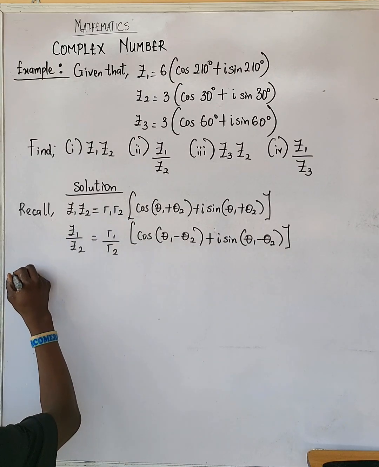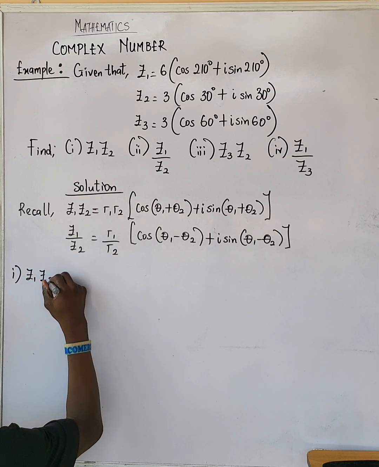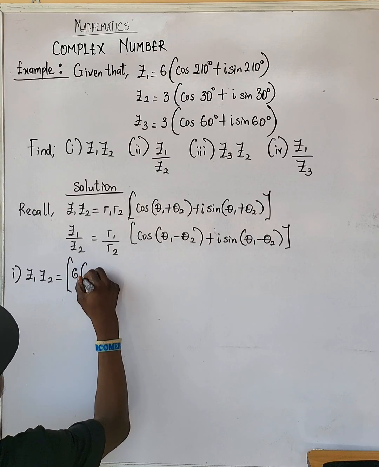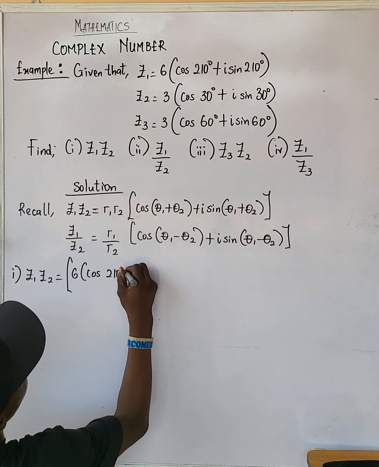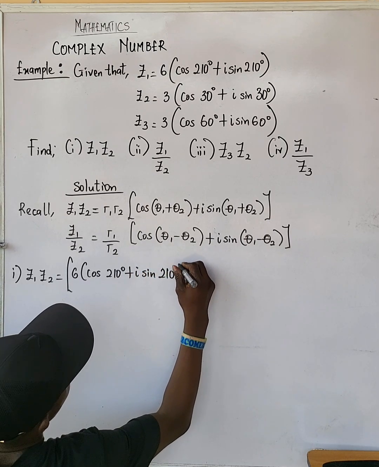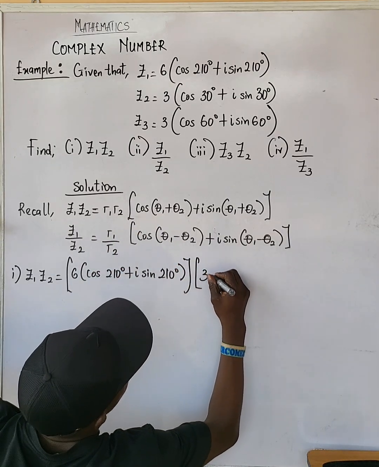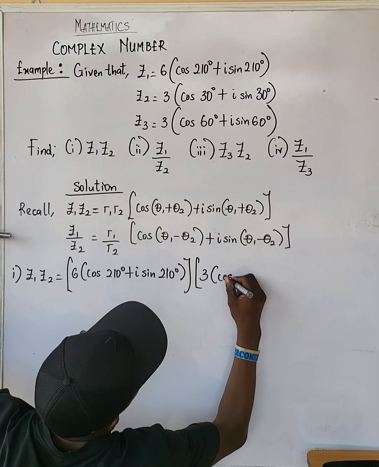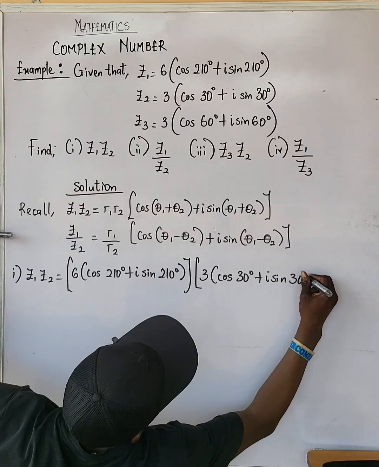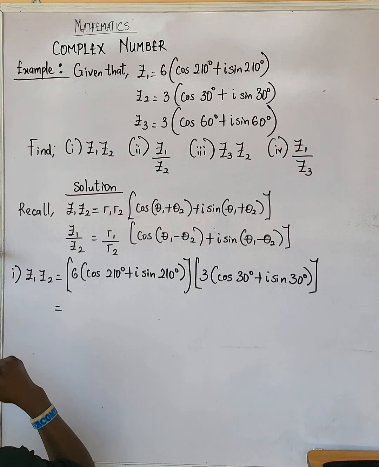Now, going to Roman numeral 1, using the knowledge of this formula, I was told to look for z1 z2. So what's my z1? My z1 is given as 6 into bracket cos 210 plus i sine 210, then multiplied by z2. What's my z2? My z2 is 3 cos 30 degree plus i sine 30 degree. Now, z1 multiplied by z2.